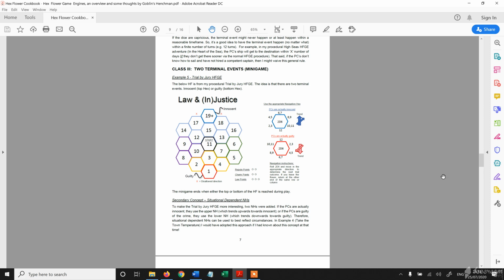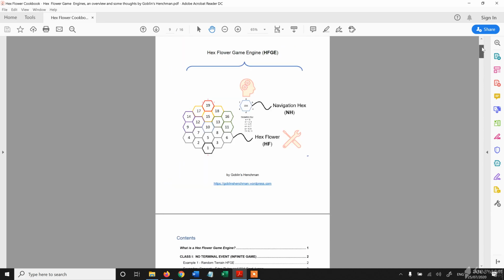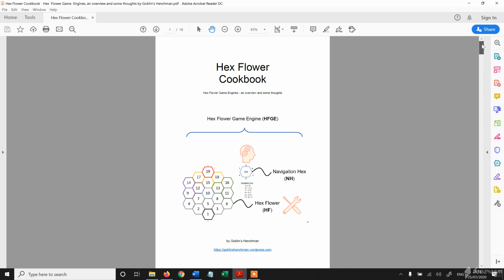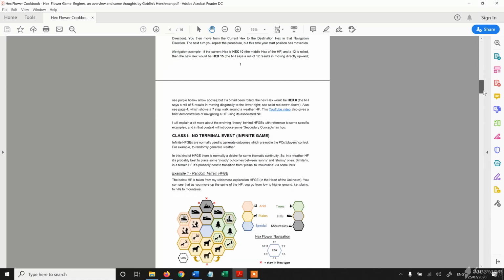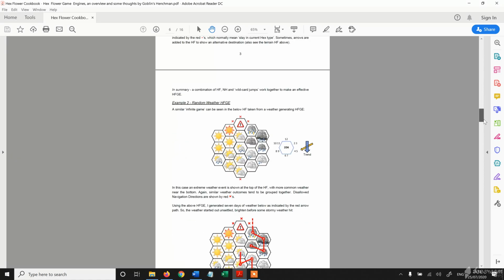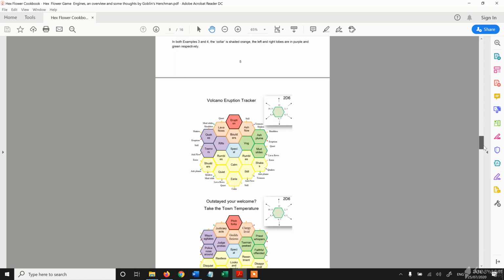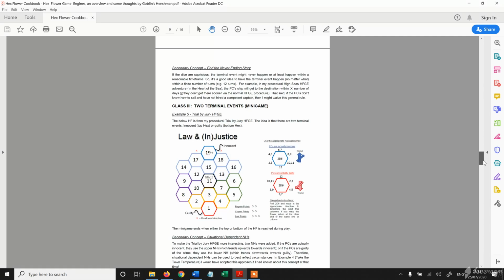Okay, so this is part 6 of my walkthrough of my Hex Flower Cookbook, which is a little guide I wrote to explain how I've been using these Hex Flower game engines to make neat little ways of playing mini games, perhaps, or generators. As I said earlier, in parts 1 to 5, I've covered lots of aspects of them.